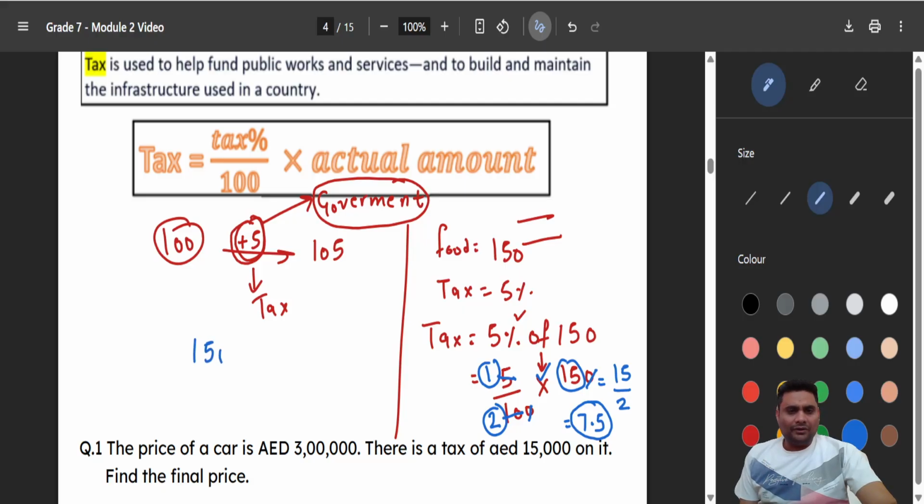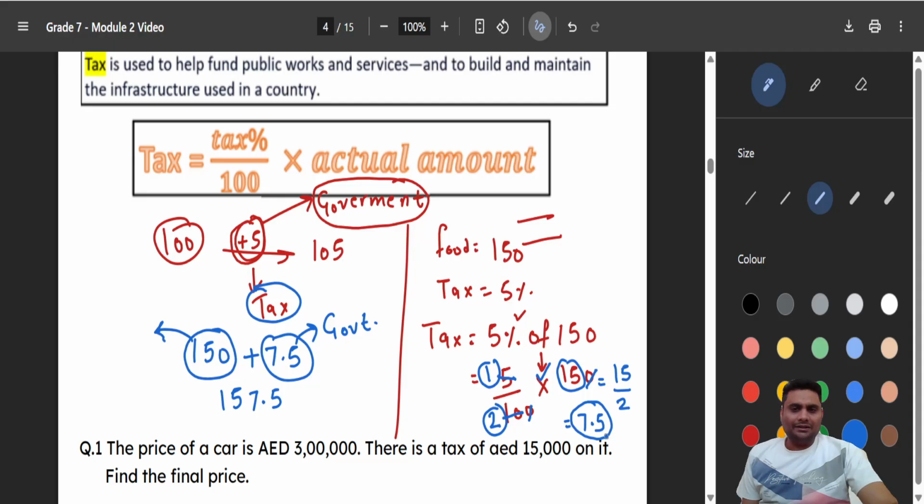Now how much will I pay? I will pay 150 dirham for the food plus 7.5 dirham tax, yani 157.5 dirhams. This 150 dirham will go to the restaurant owner, and this 7.5 dirham will go to the hukuma, the government. Okay, understood? So in the question, if they ask you about the tax only, then 7.5 is the answer. And if they ask you about the total amount that you will pay, then the answer will be 157.5 dirham. Okay, so let us start with some questions.